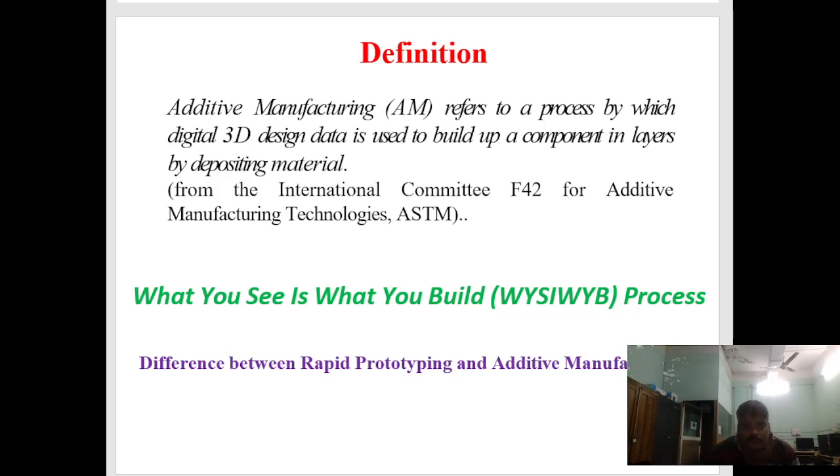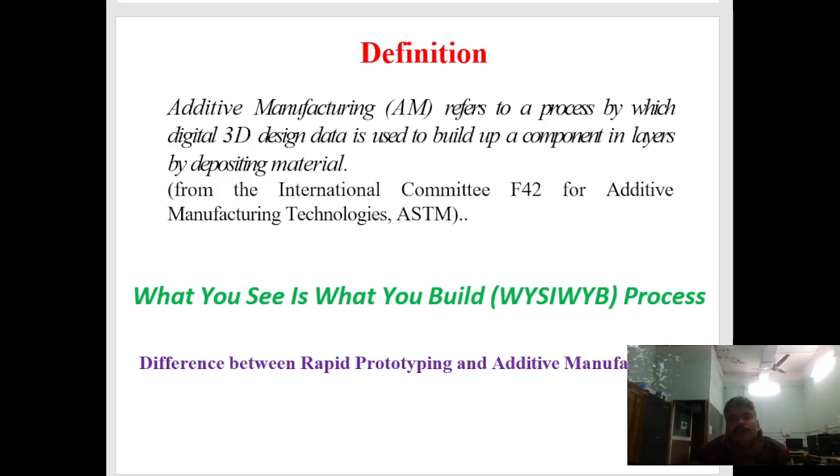This is the definition of additive manufacturing. Additive manufacturing refers to a process by which digital 3D design data is used to build up a component in layer by depositing material. Additive manufacturing is just the reverse of subtractive manufacturing. In subtractive conventional manufacturing, what happens? We remove the material in the form of chips. In additive manufacturing, what happens? We add the material layer by layer and create our 3D product.